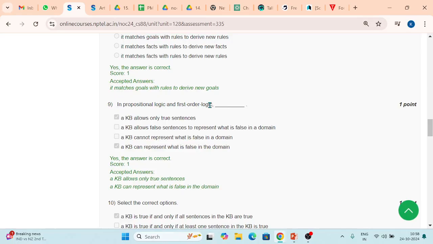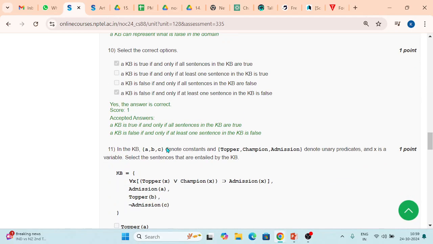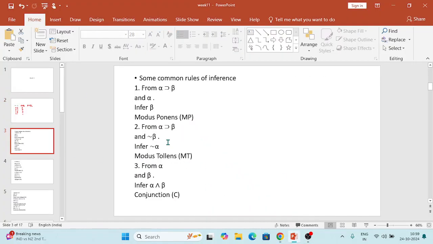Okay, so in propositional logic and first order logic, KB is also true sentences. KB can represent what is true in the domain. Okay, so a KB is true if all the sentences in the KB are true, and a KB is false if at least one sentence in the KB is false. It has to be true, meaning all the sentences in the KB should be true. Okay, now we will see some facts. You need to remember these common rules of inference for answering the questions.